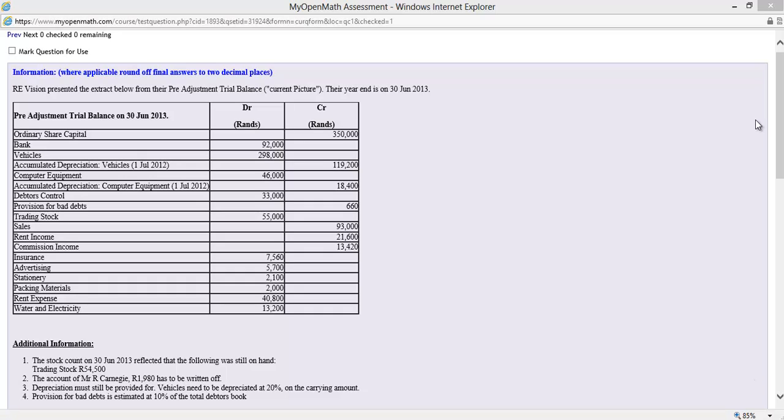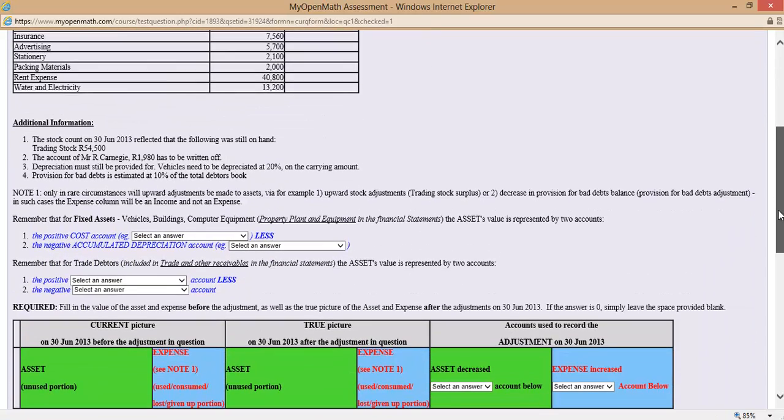This example takes together the four adjustments for reflecting the true value of assets at the year end. So that is my stock adjustments, my debtors control adjustments, my fixed asset adjustments, and finally my provision for bad debts adjustments, which is also part of my debtors control. So your stock, your fixed assets, and your debtors basically.